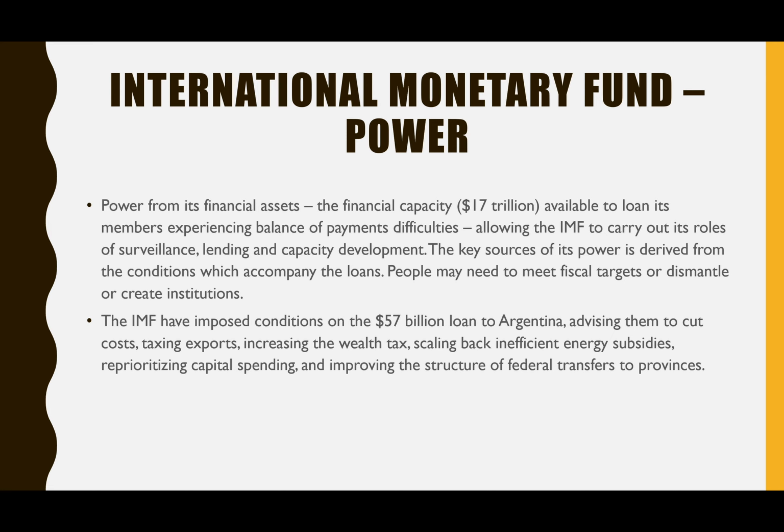In terms of the power of the IMF, most of their power comes from their financial capacity, and that is in the IMF, they have $17 trillion, and that's made up by the quotas that states will contribute to the IMF. That $17 trillion allows the IMF to lend to different countries. So that's really where they get their power, because when they then use this money available to help a state, that gives the IMF power to influence their economy and allows the IMF to carry out their roles.